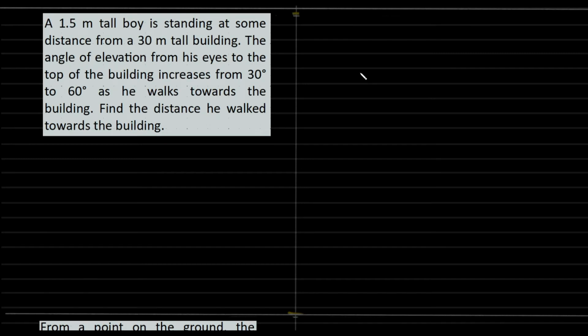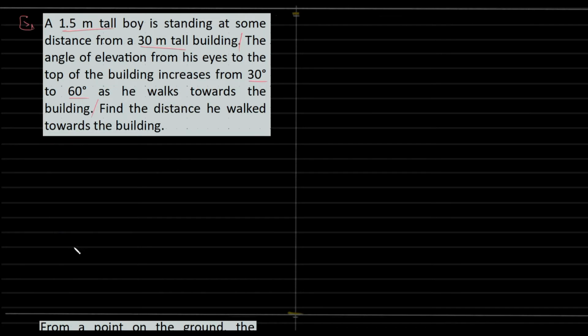A 1.5 meter tall boy is standing at some distance from a 30-meter tall building. Okay, so the building is 30 meters tall, and he is 1.5 meters tall. The angle of elevation from his eye to the top of the building increases from 30 degrees to 60 degrees as he walks towards the building. Find the distance he walked towards the building.